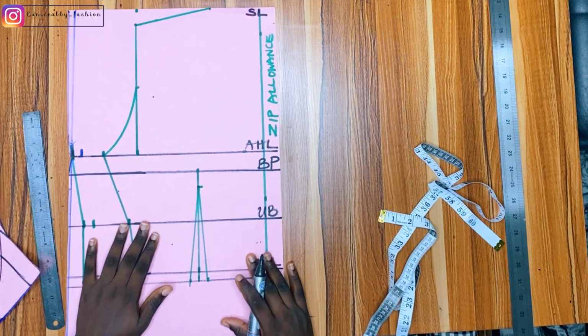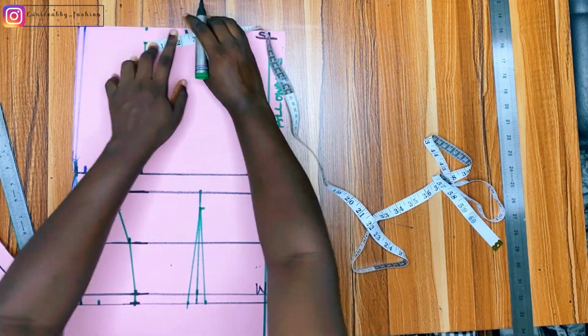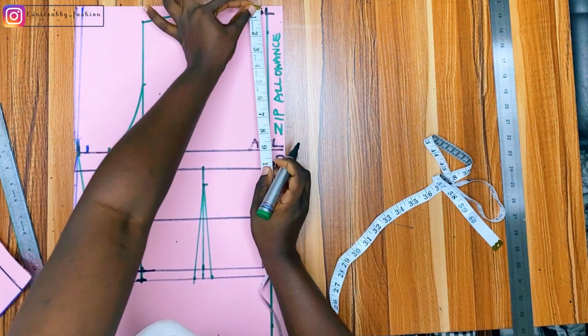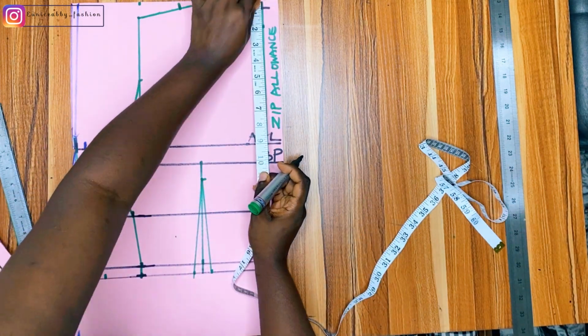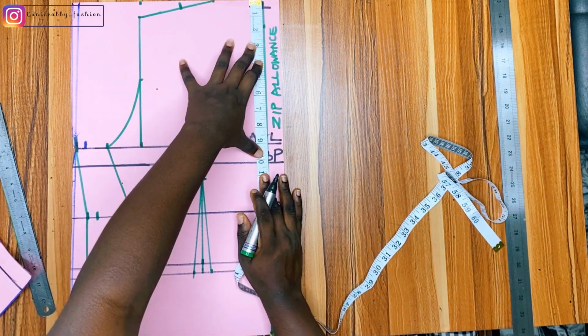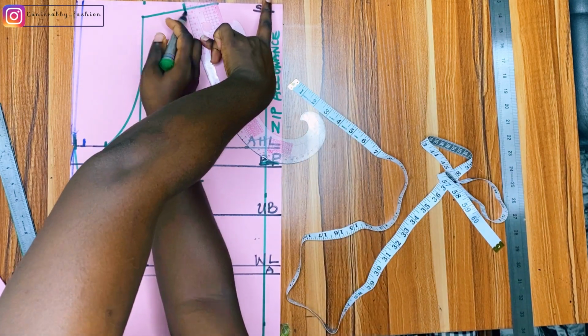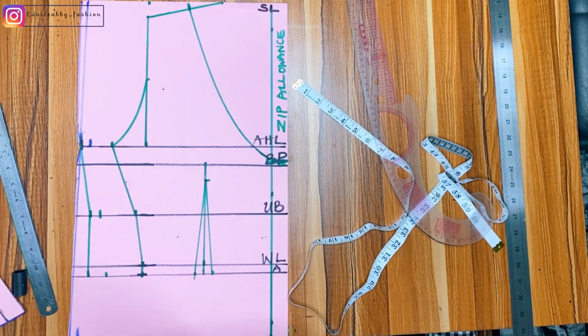Okay, the same way we did in front, I will go ahead and mark 2.5 inches on the shoulder area, and my back neck depth, I want it to be 10.5 inches. I'll go ahead and mark 10.5 inches, and I'll connect the points using my curved ruler. You can make this back anyhow you want it, but this is what I want for my back.